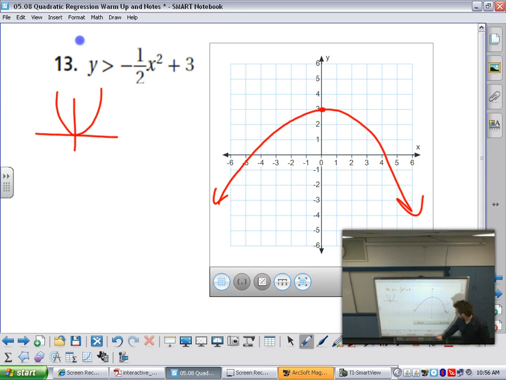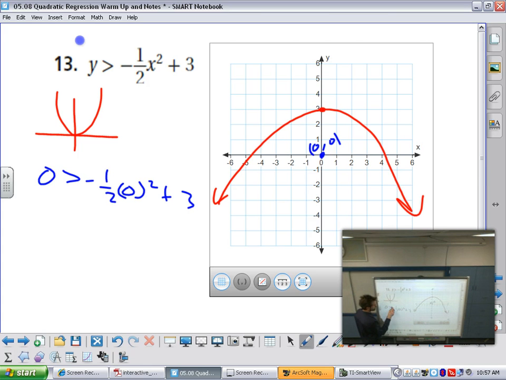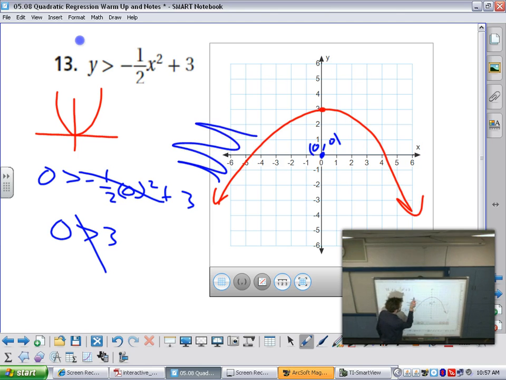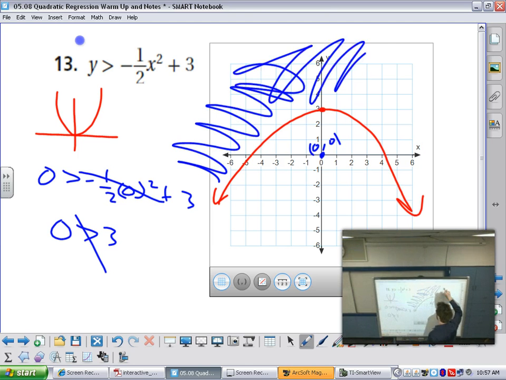Now, I'm going to pick 0, 0 as my test point, because 0, 0 is very clearly inside the parabola, and if it works, I'll shade in there. If it doesn't work, I'll shade outside. So I pick 0, 0 and plug it in. I have 0 is greater than -1/2 times 0 squared plus 3. This goes away, of course, and I have 0 is greater than 3, which is not true, right? So I'm not going to shade inside. I'm going to shade outside.